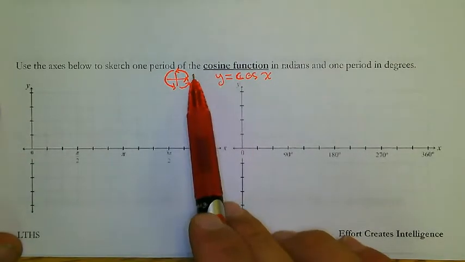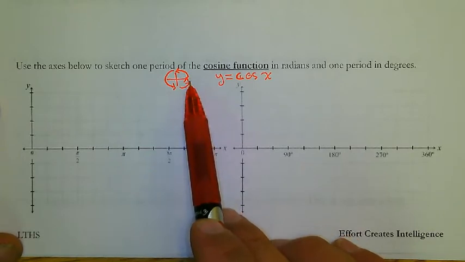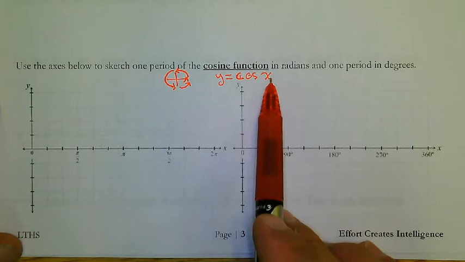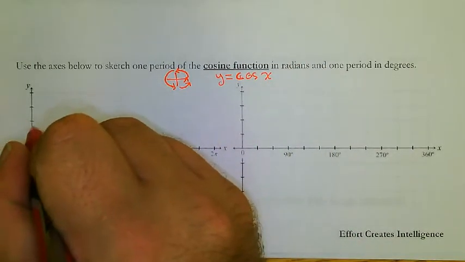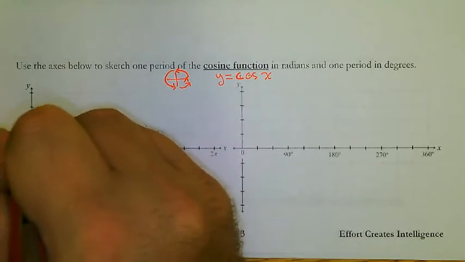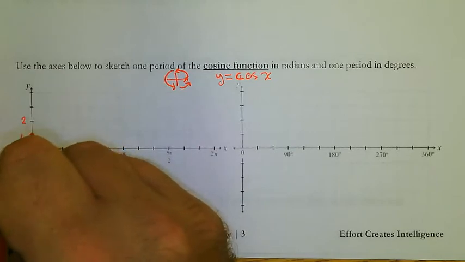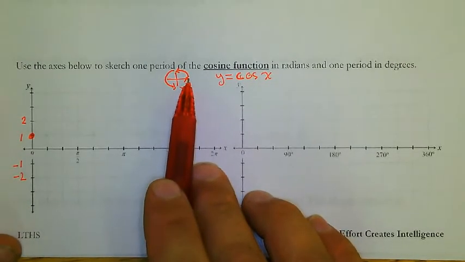Okay. Well, what do we know? At 0 degrees, or at 0 radians, we know that the cosine ratio is equal to 1. So at 0, the cosine ratio is equal to 1. And we want to make sure that we label our axes. Okay. And when will it be equal to 1 again?